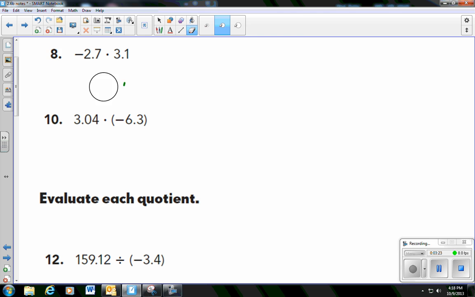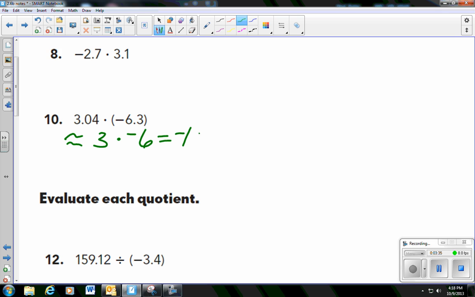Okay, on number 10, again, start off with an estimate. 3.04 is about 3 times negative 6.3 is about negative 6. And 3 times negative 6 would be negative 18. So we know our answer should be about negative 18. So again, ignore your decimals. 3.04 is now 304. 6.3 is now 63. And again, ignore your negative signs for right now too.